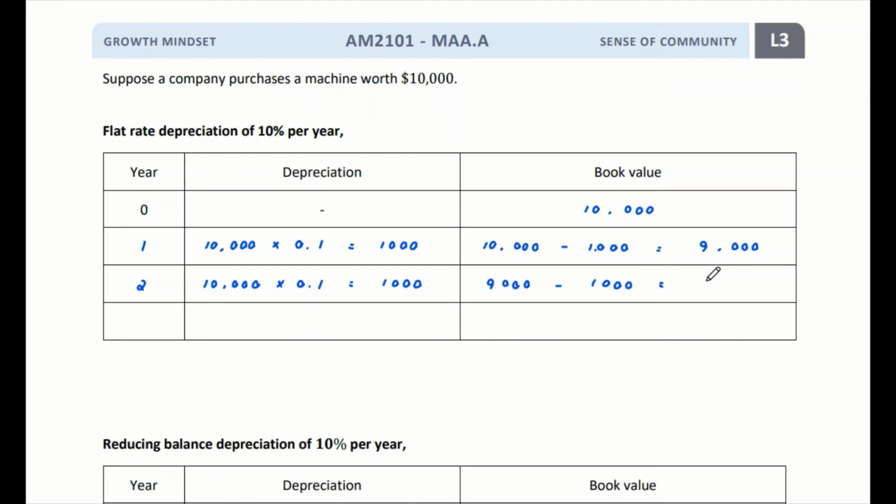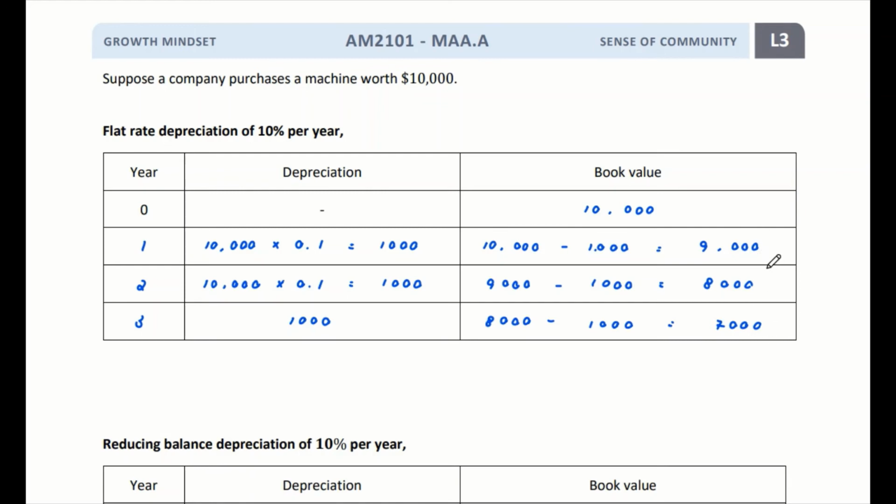So which means here you are going to get 8,000 as the book value for the machine. When you move on to the third one, you can imagine that it's going to be the same thing because it's flat rate, so it's going to depreciate by 1,000 as well. So the next one will be 8,000 minus 1,000, and you get 7,000 during the third year. In this case, you can see that when you look at it in a sequence, it changes from 10,000, 9,000, 8,000, and 7,000.